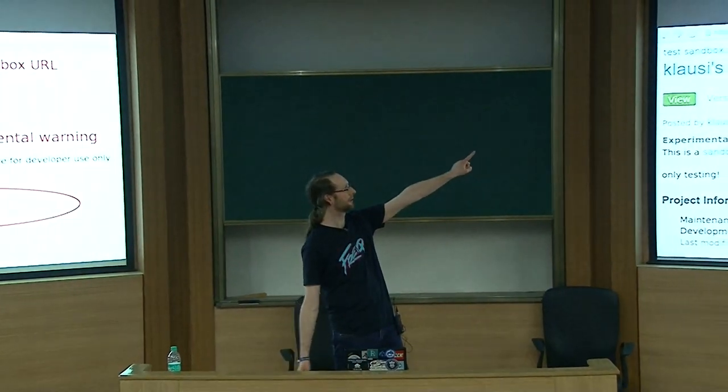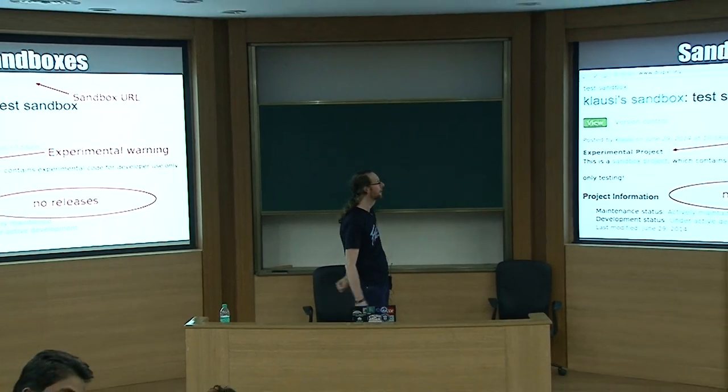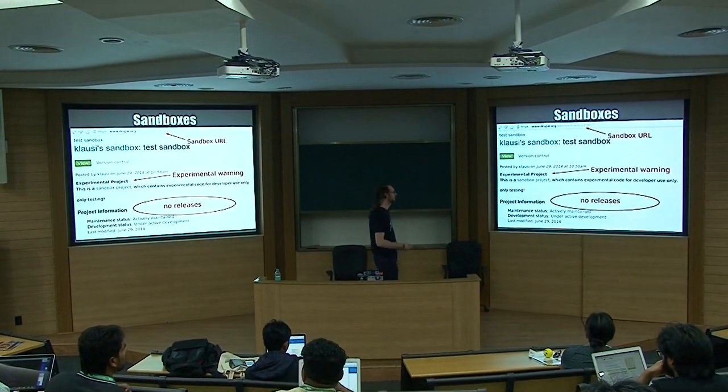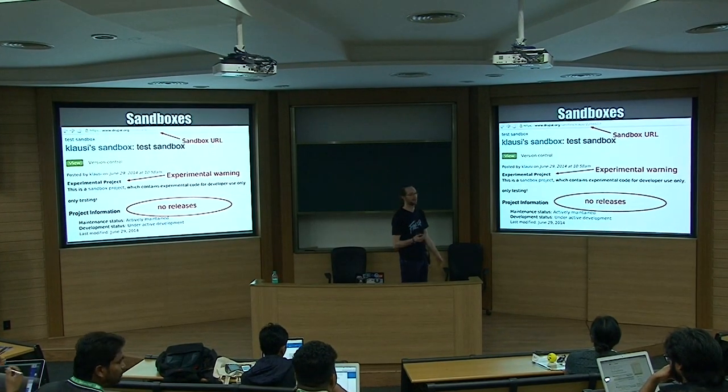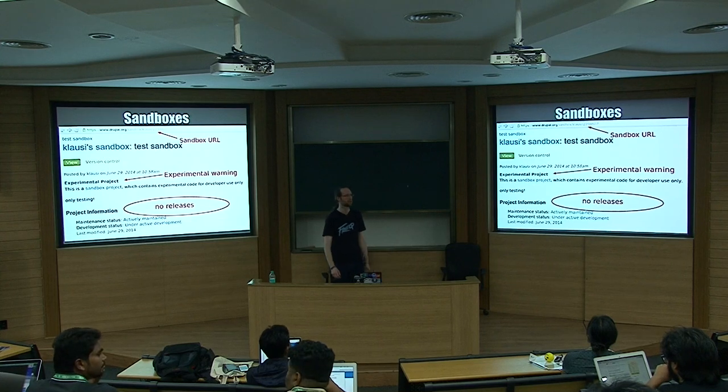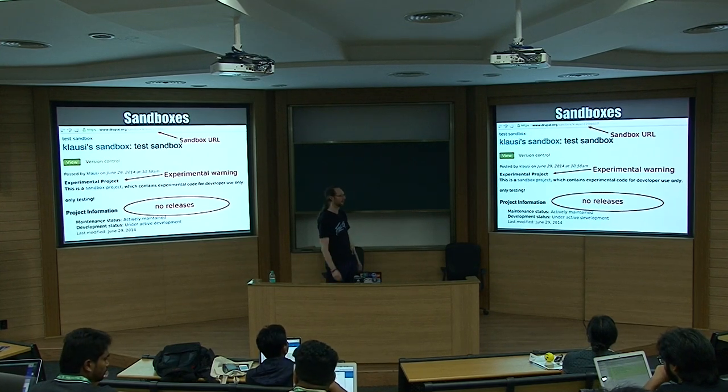So the first thing that we have in Drupal.org are so-called sandboxes. These are project pages that have a sandbox URL. So it clearly says in the URL that this is a sandbox from the user Klausi, and it has just a number. And it also has this experimental warning, meaning that there is code in there that hasn't been reviewed, that hasn't been tested. It's probably not meant for production use. It's just something a person put out there.